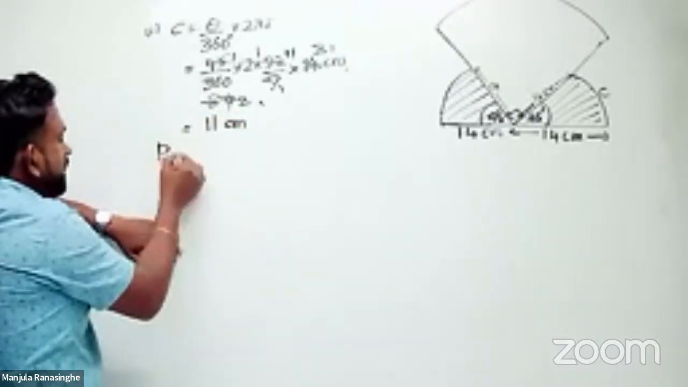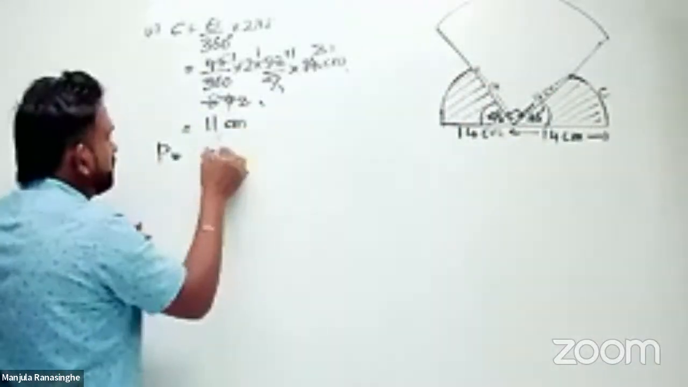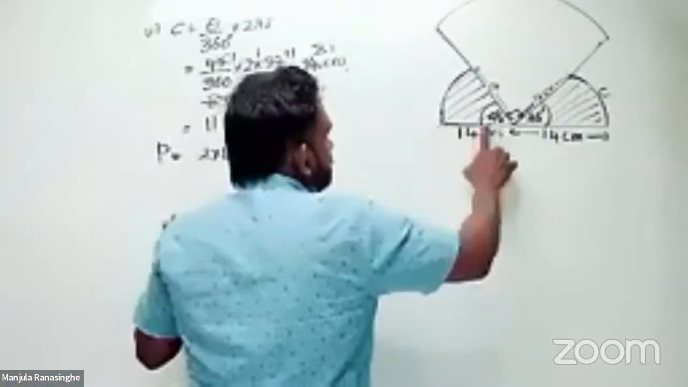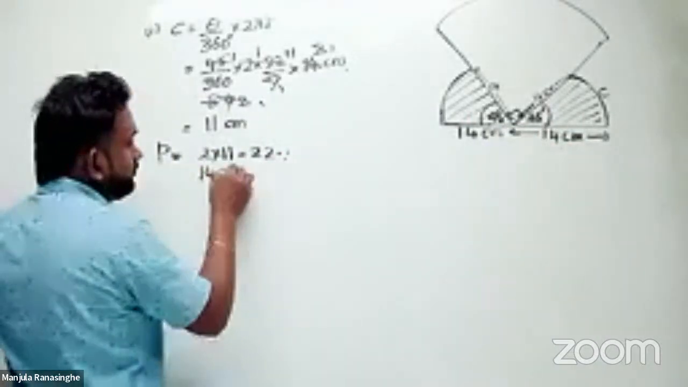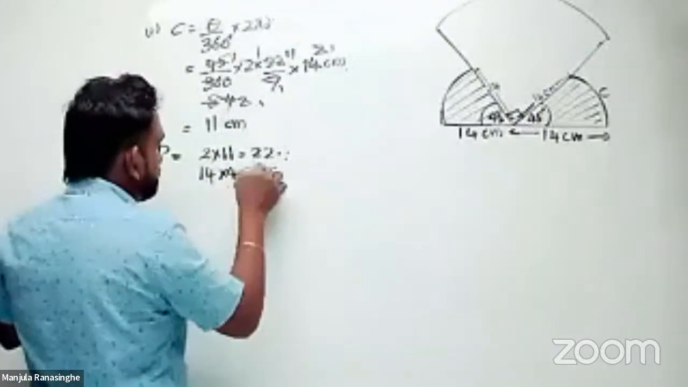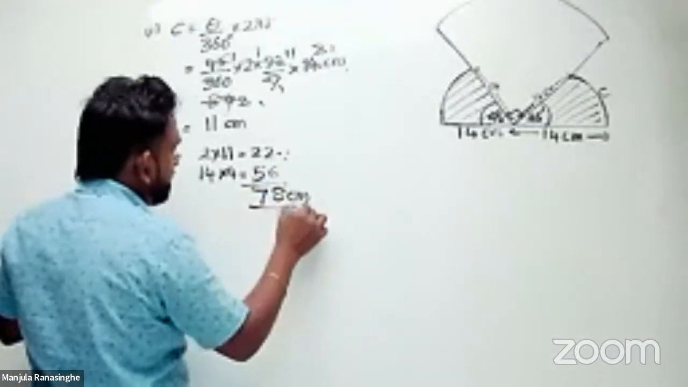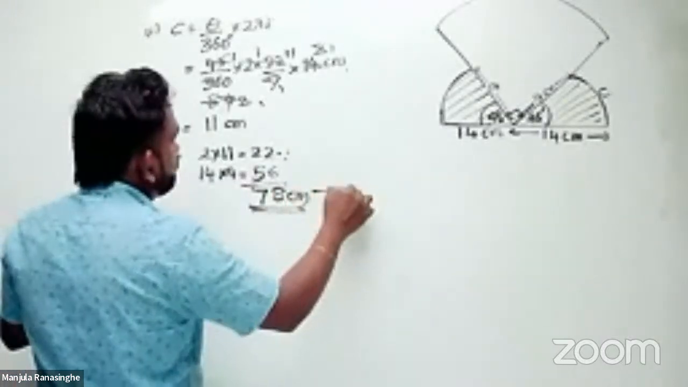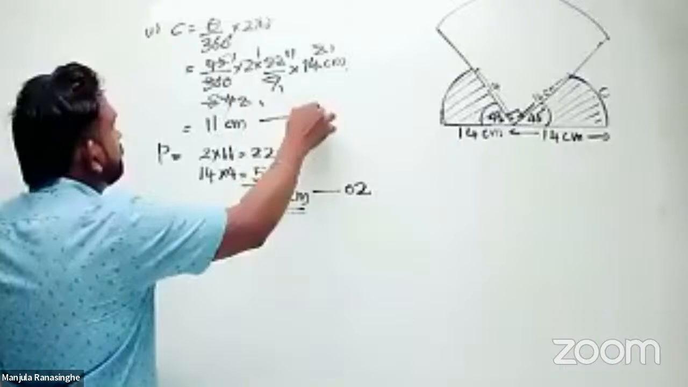So what is the perimeter now? You can see that 2 arc lengths come in, so 2 into 11 equals 22, plus what else? How many 14 parts? 1, 2, 3, 4. Then 14 into 4 parts gives 56, so that is 78 centimeters. That is the perimeter. For that, you have the balance 2 marks there.